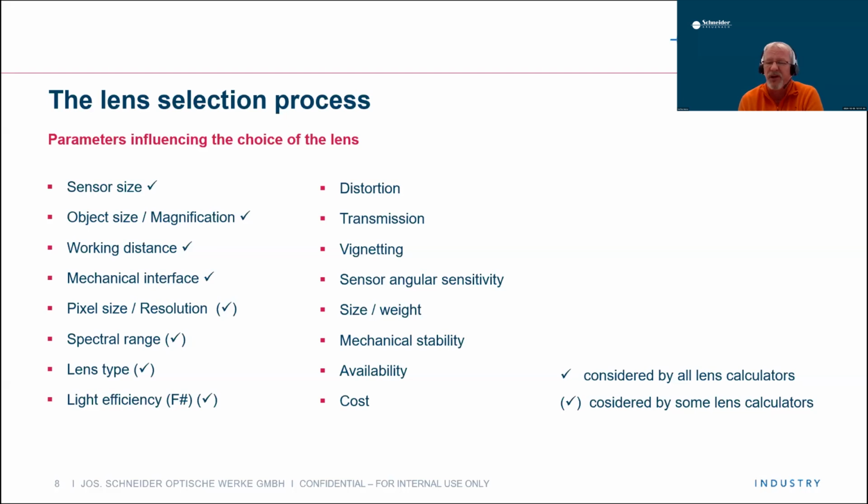These are things that are typically not requested for such a tool. Things like light efficiency. If you have a low light application, you may need a lens with a very low f number. Also, this is typically not questioned. So these are parameters. Sometimes they are considered, sometimes they are not.